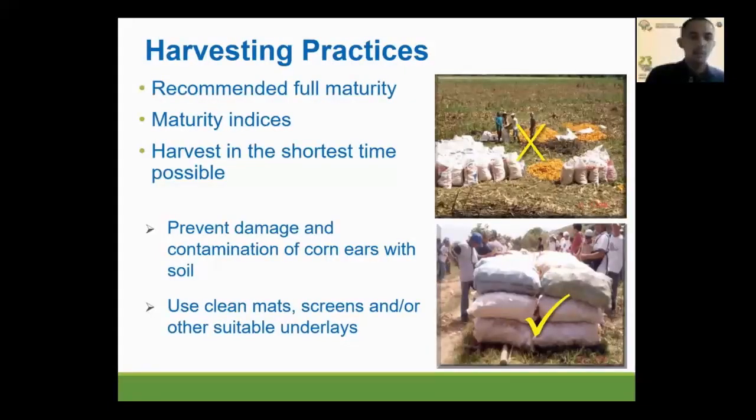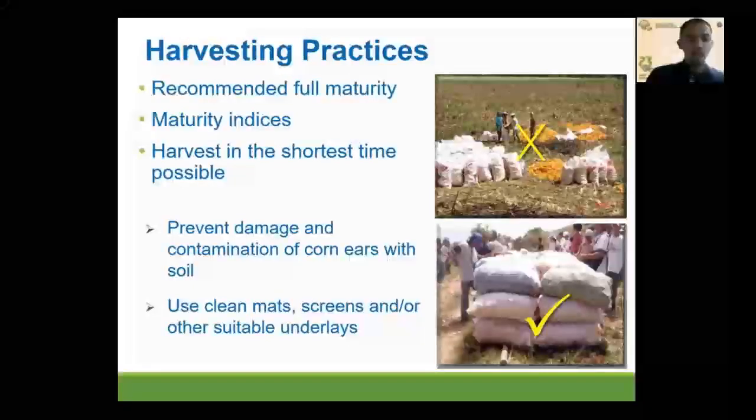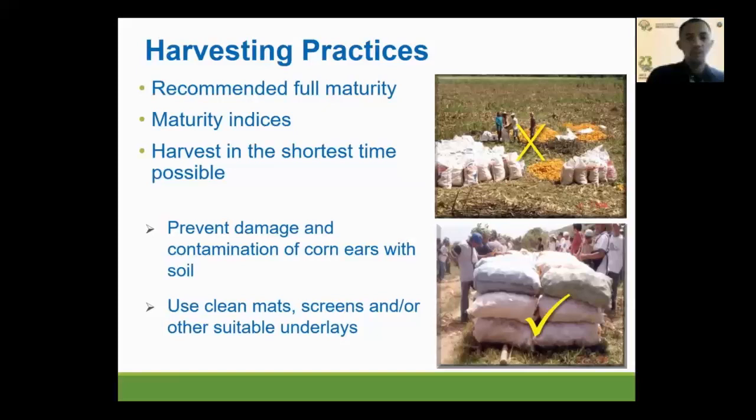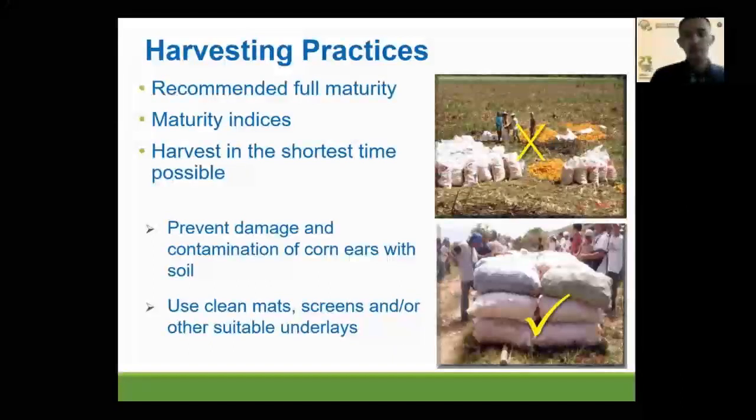So for harvesting practices, make sure that the recommended full maturity is attained, and you may use the maturity indices. Harvest in the shortest time possible, and avoid long exposure of the harvest in the field. And this is to prevent damage and contamination of corn ears when in contact with the soil. Use clean mats, screens, and or other suitable underlays.